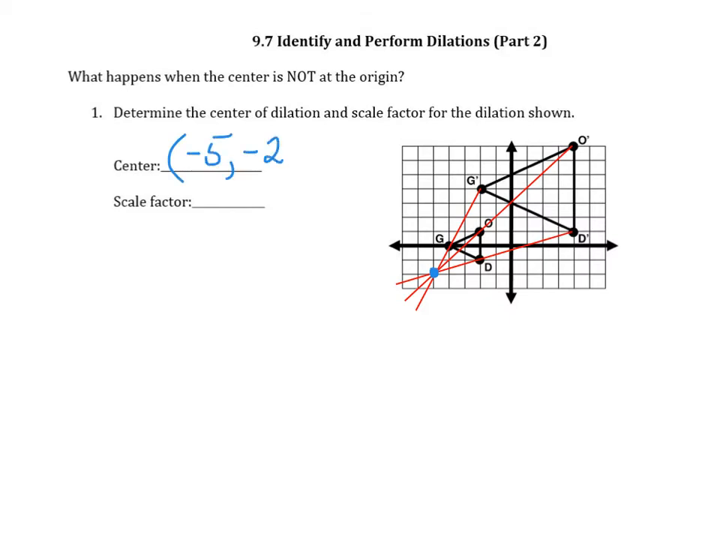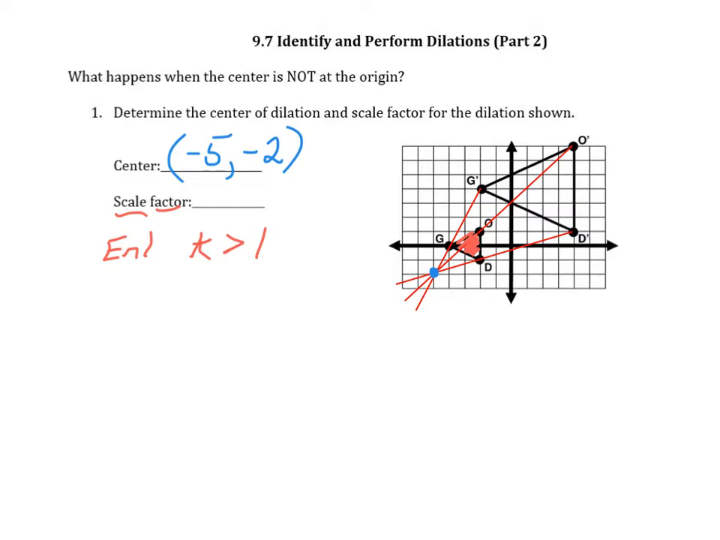The next thing they're asking for is the scale factor. So did it get smaller? Did it get larger? Remember, this is my pre-image, DOG. In this case, I'm definitely going to say that it's an enlargement. It's definitely getting bigger, so that tells me that K is going to be greater than 1. Now I want to see if I can figure that out.